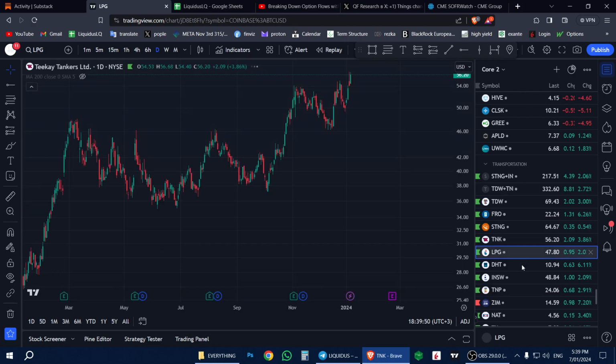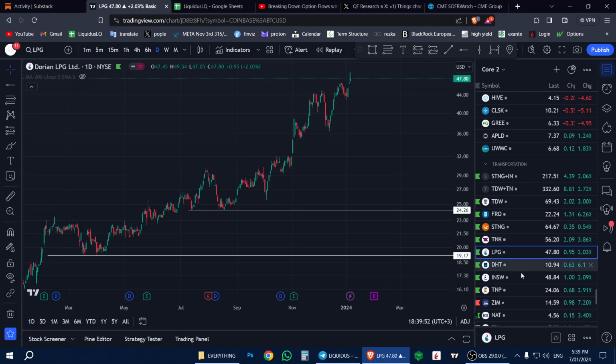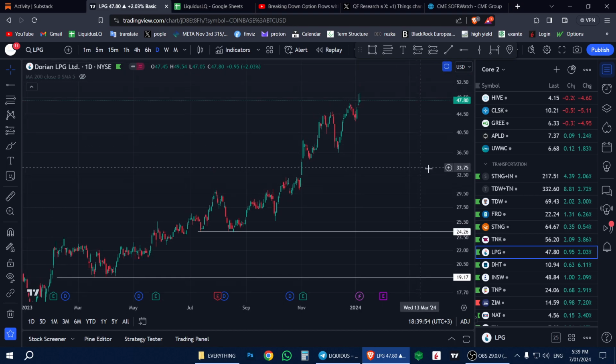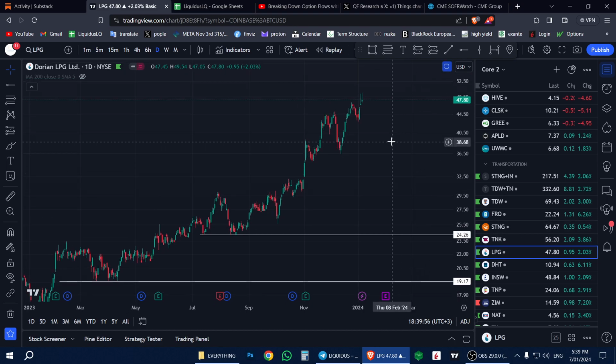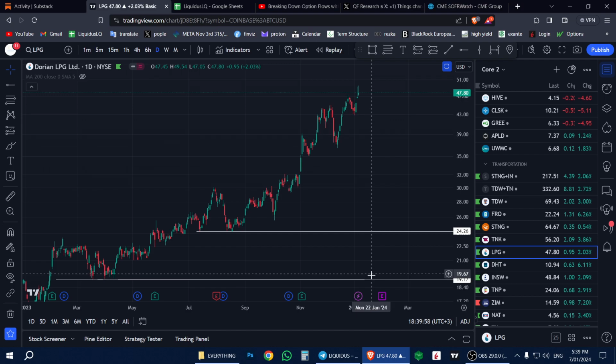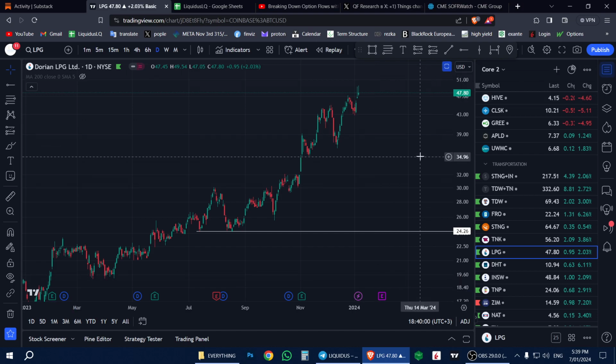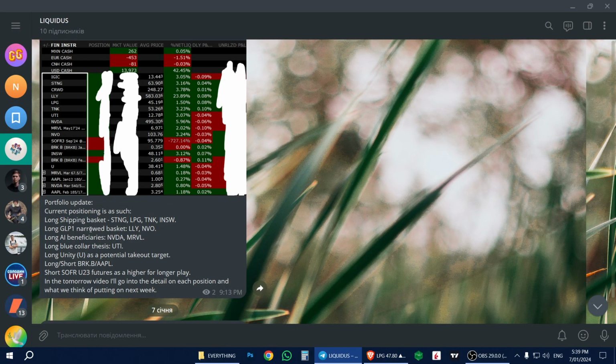STNG, TNK, LPG. We'll have these on. So this is one of the baskets that we are currently accumulating and think of adding even more into. That's fine. Next thing, that long GLP narrowed basket, Lily and NVO.